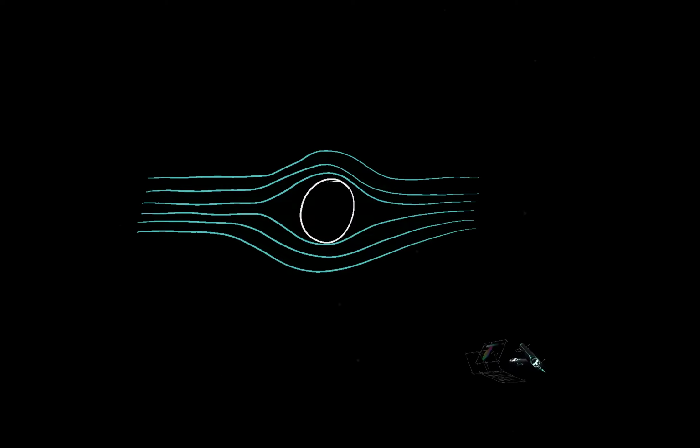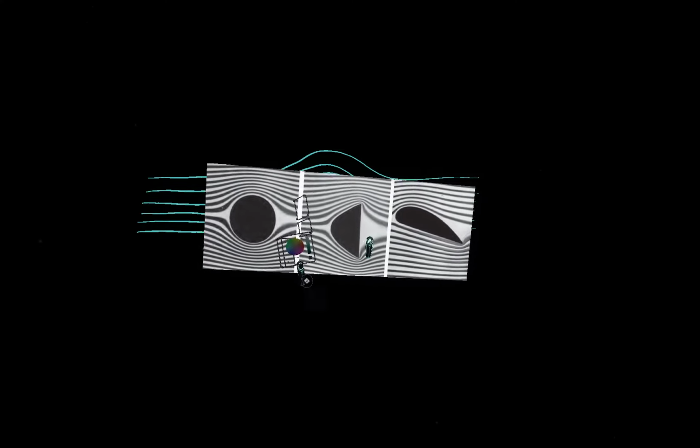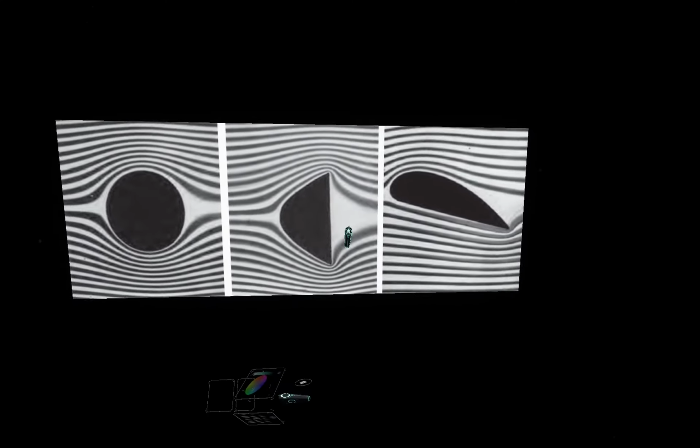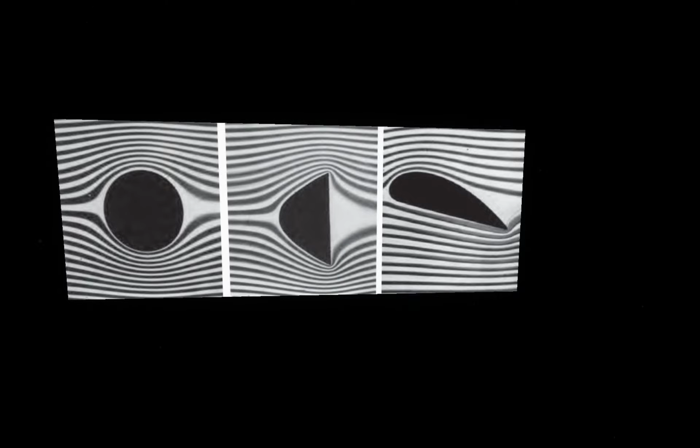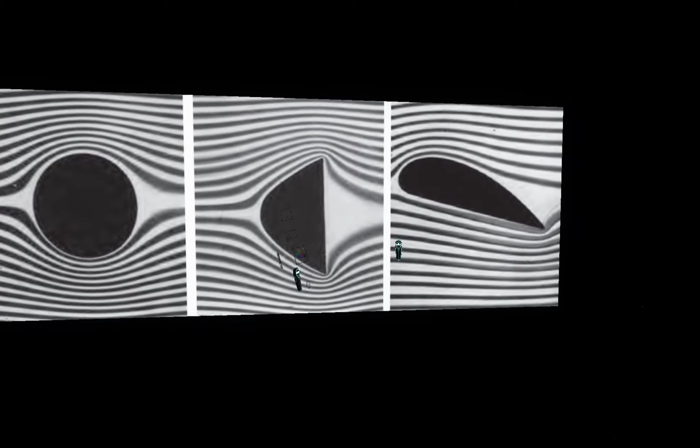Flow lines describe the path that individual particles of the fluid take as they flow through space. And that's what I've drawn here. A more realistic depiction is this. So these are flow lines around certain bodies. And so any particle coming along here would follow this path.